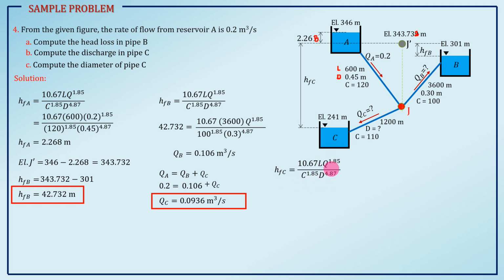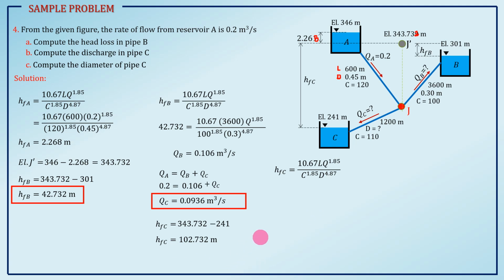Yeah, so we have two unknowns here. So anong gagamitin natin? Gagamitin natin is the relationship of your J prime and the elevation at the reservoir. So solve natin. The HFC is just equal to the change in elevation of your J prime, which is 343.732 minus your elevation at the water surface ng reservoir C, which is 241 meters. And so subtracting, we have HFC equal to 102.732 meters.